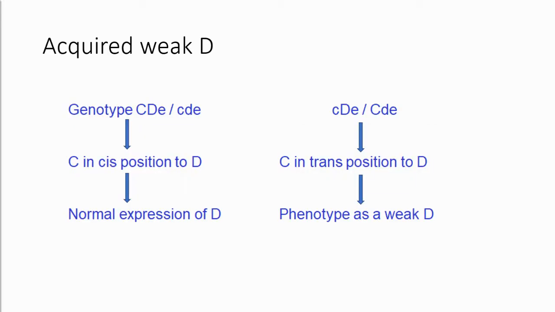Acquired weak D occurs due to the inheritance of capital C in the transposition to D, which results in a weakened expression of the Rhesus antigen. However, these individuals do not produce anti-D if exposed to Rhesus positive cells.